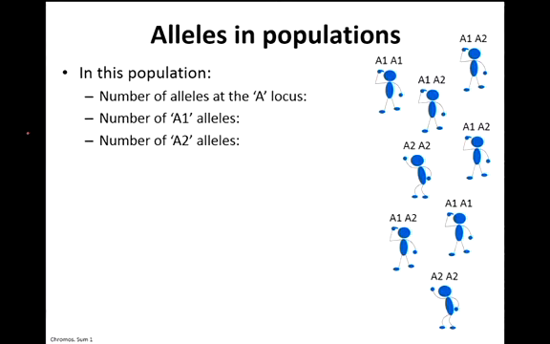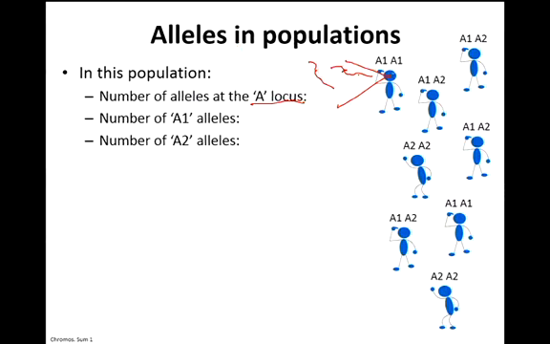So we think about one of these people here, this A1, A1 person, for example. If we zoom in to his face, we can see his DNA. And the chromosomes here, we're just saying we're looking at the A locus. So it's just the address, one address in his chromosomes. And since this guy is A1, A1, he's got those two A1 alleles.